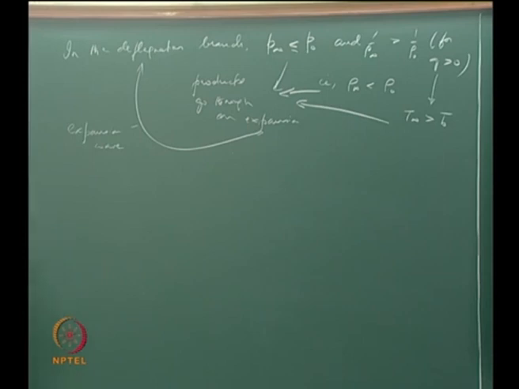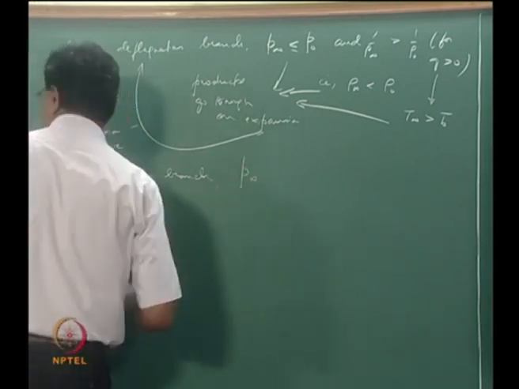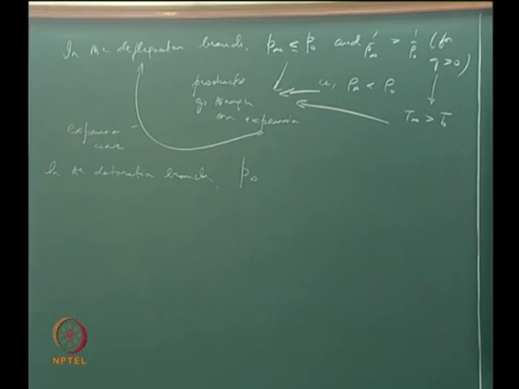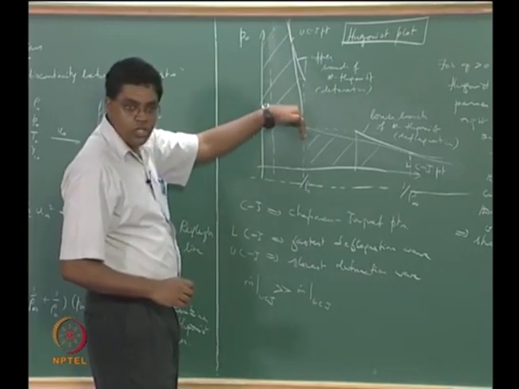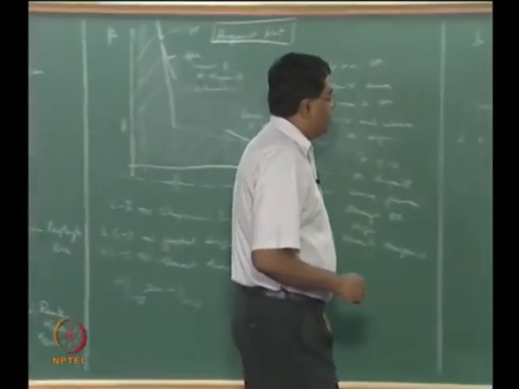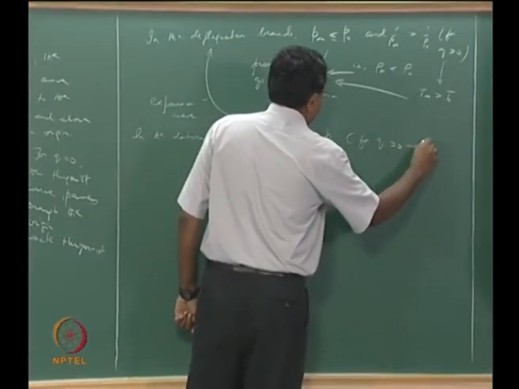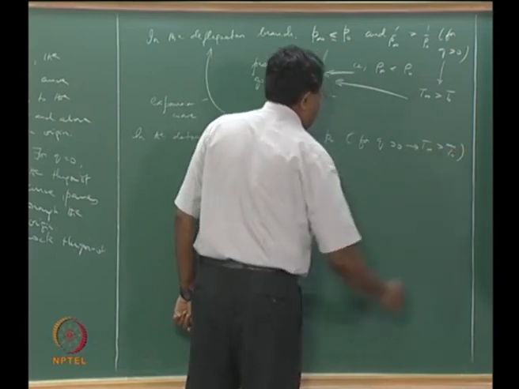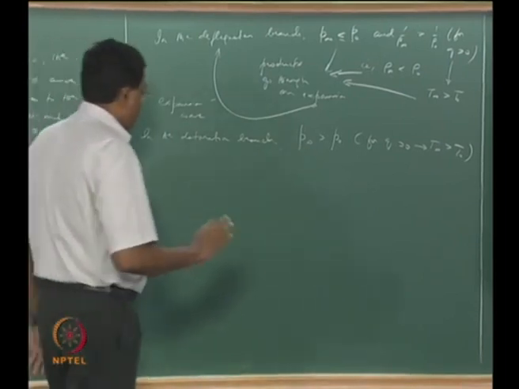On the other hand, if you now look at the detonation wave, in the detonation branch, your p infinity can never be equal to p naught for q greater than 0. Only for q equal to 0 will the Hugoniot pass through the origin, and you have only one tangent Rayleigh line. But for q greater than 0, p infinity is always greater than p naught, which implies again T infinity is greater than T naught. You always have a heat addition that you are having in mind in both cases. T infinity is greater than T naught.